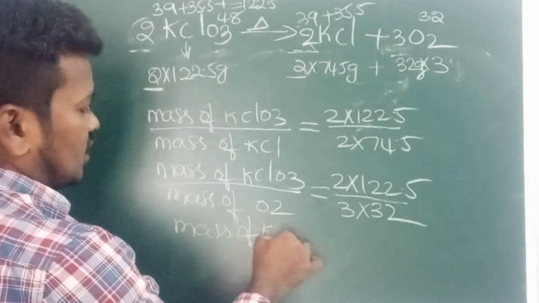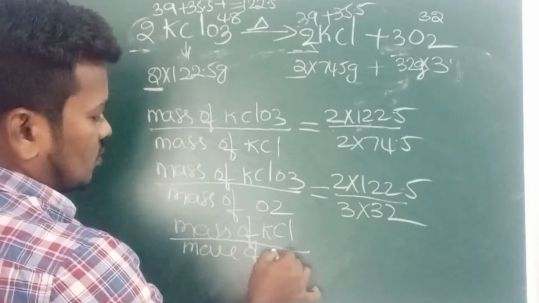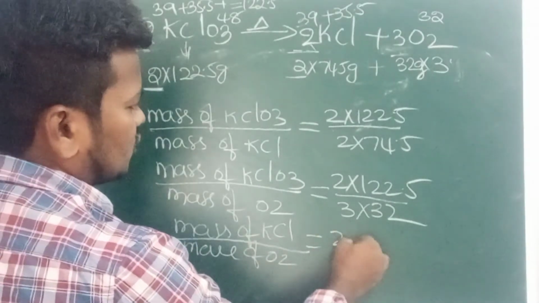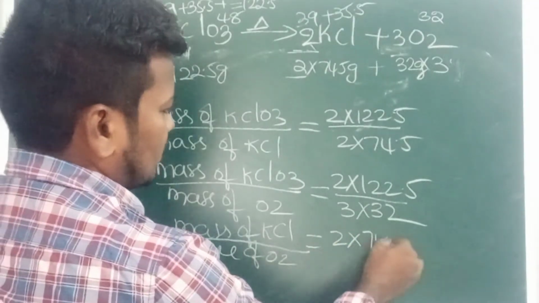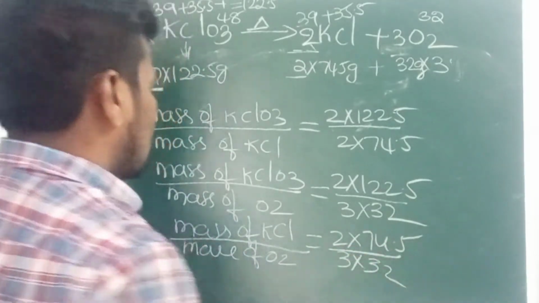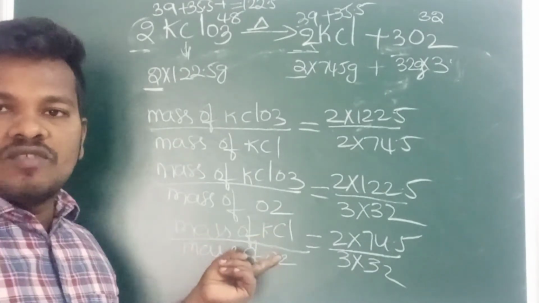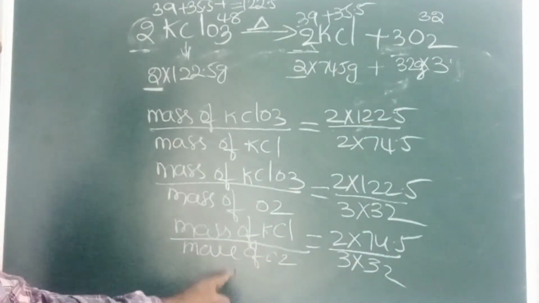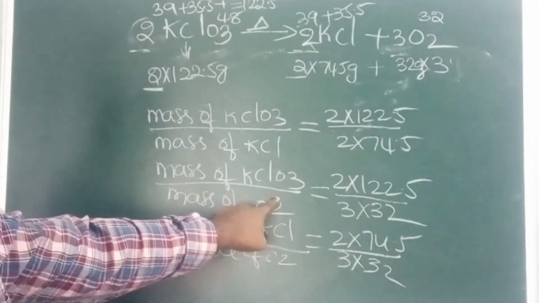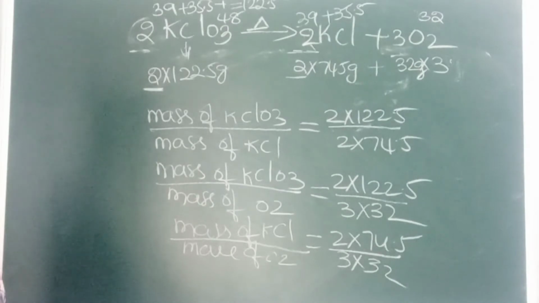Mass of KCl upon the mass of O2. KCl how much? 2 into 74.5, mass of O2 3 into 32. So the mass of O2 they have given, they are asking the KCl. We can easily find out by using this. Or if they are asking about the mass of KClO3, by giving the mass of O2, we can easily find out.